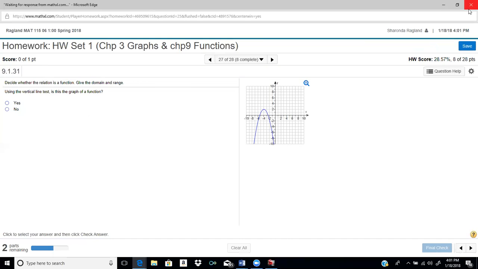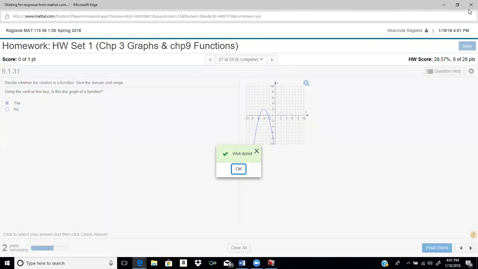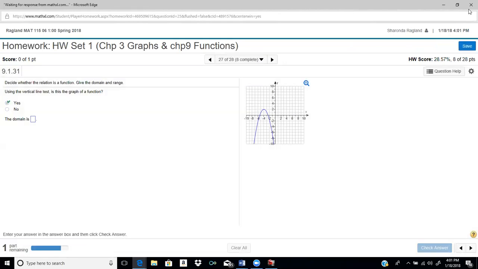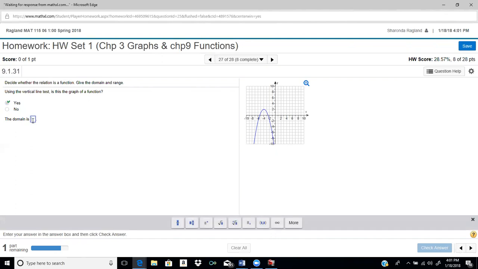So we said that yes, this is a function, and the domain is all real numbers. In interval notation form, we have to put in negative infinity, comma, infinity. Not sure why that's in red. Okay, here we go. Check.